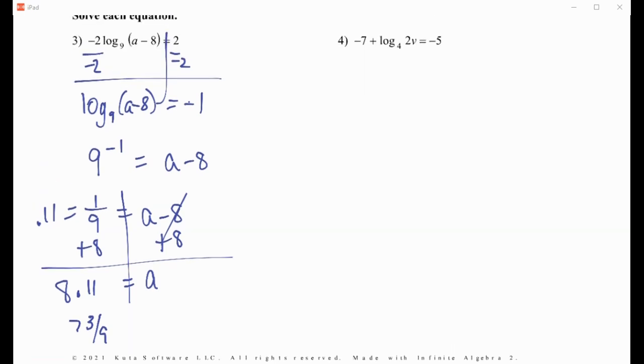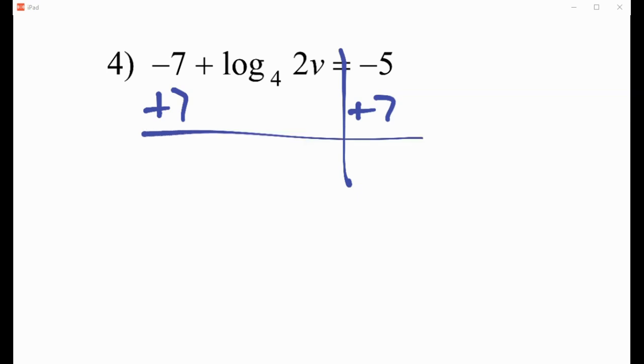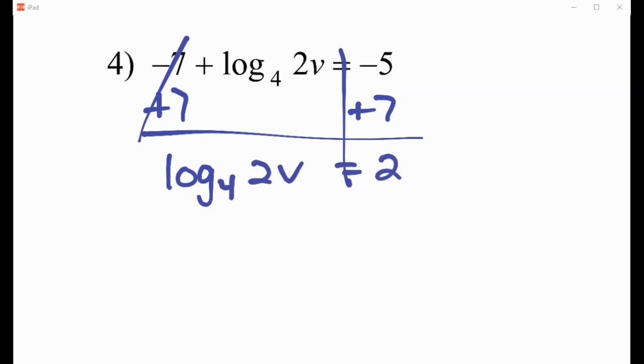Okay, one more of those. So when there's a plus, that means I have to do the opposite of this. So I'm going to add 7 to both sides, to make these cancel out. So that way I get log base 4 of 2v equals 2.